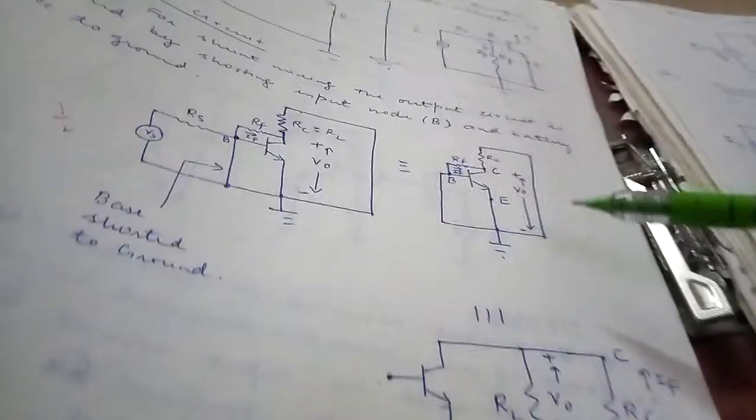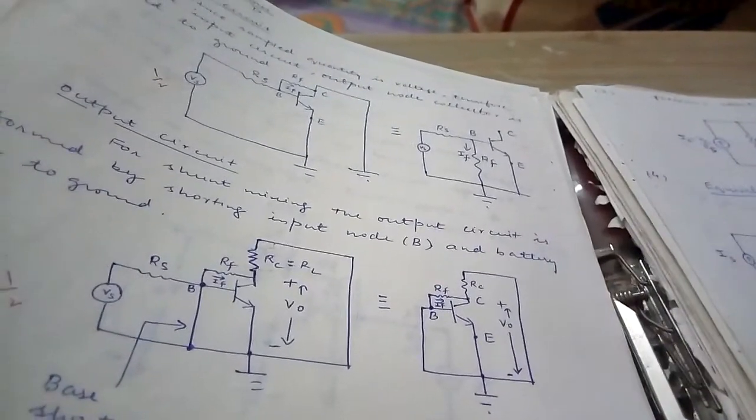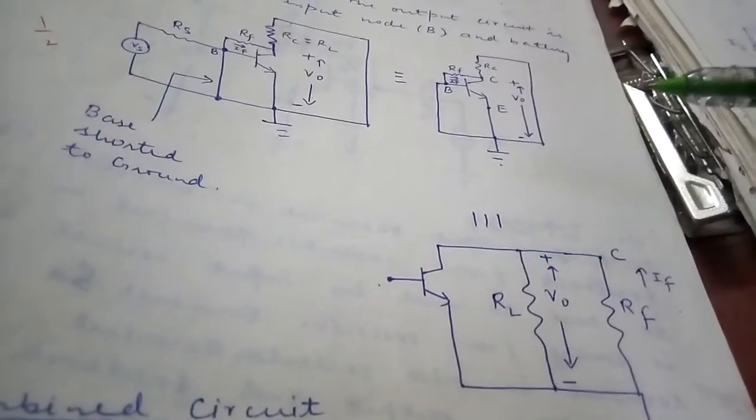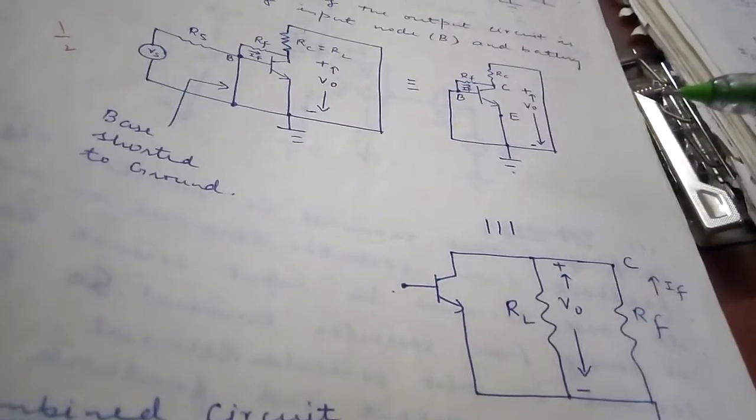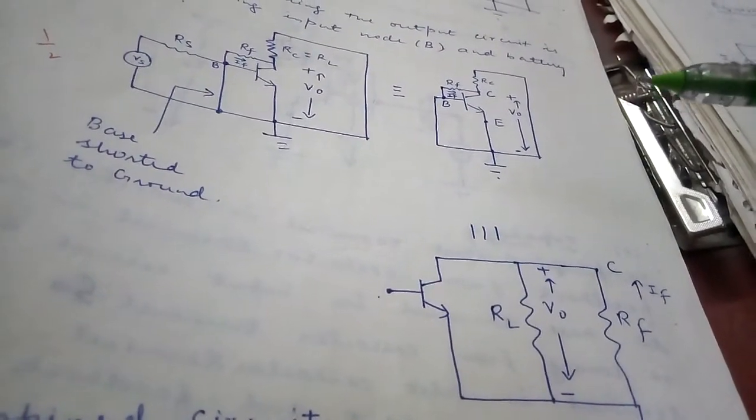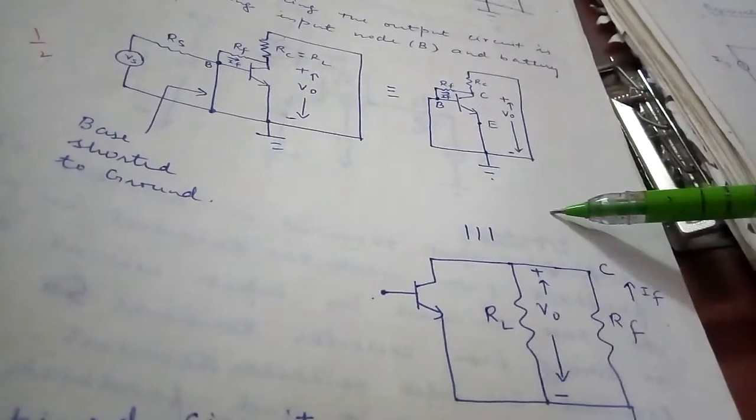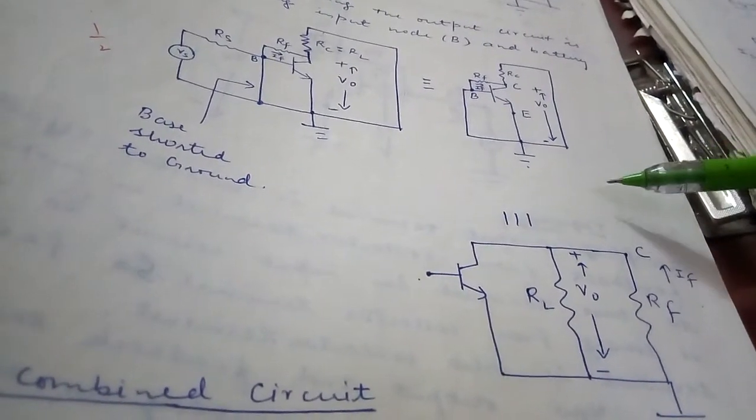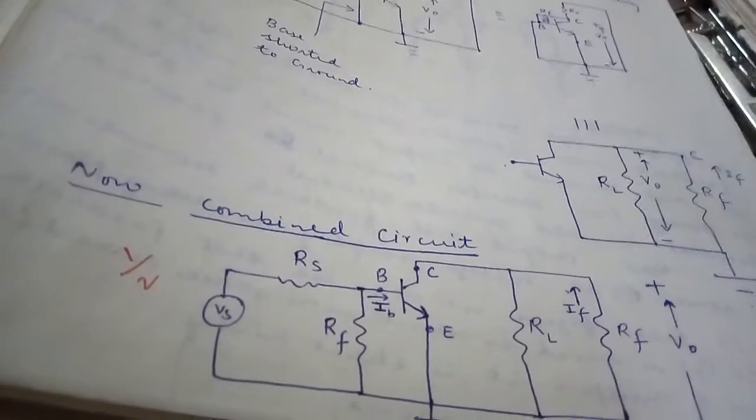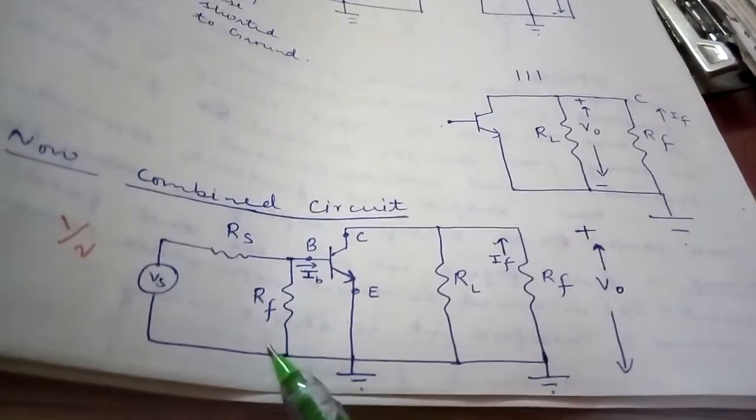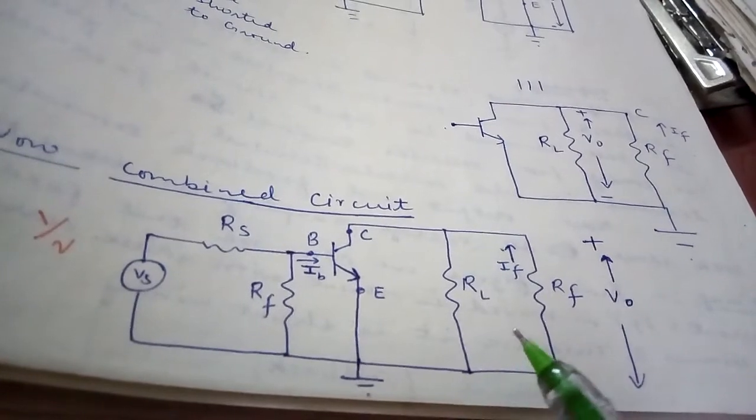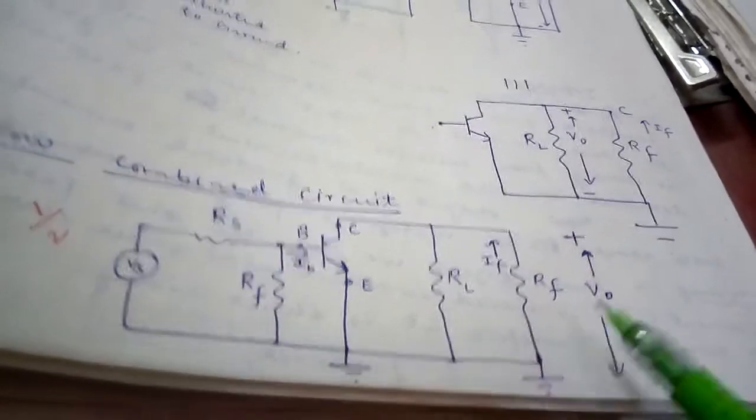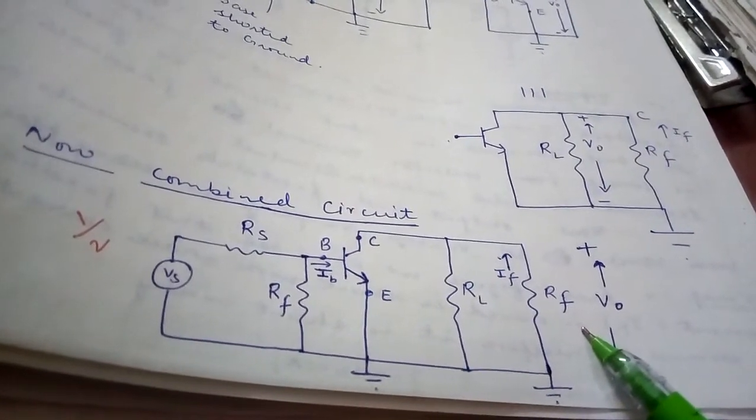Okay, so VCC is not a problem, but the input and output circuits are a bit of a problem for students. So that's why we have to consider this step carefully. We have to observe this step carefully. Okay, so now the combined circuit will be like this. This was our input circuit, and this was our output circuit. Combining both the circuits, this will be our final circuit of the basic amplifier.